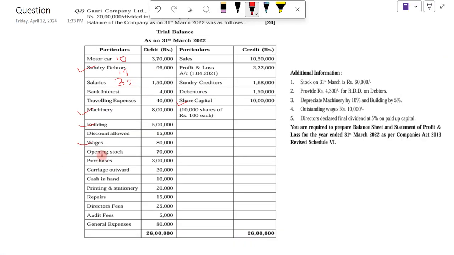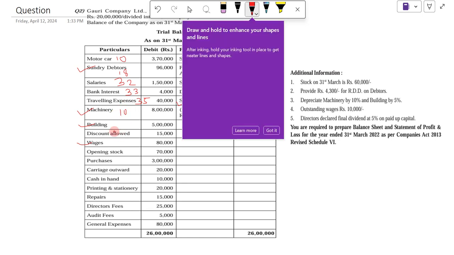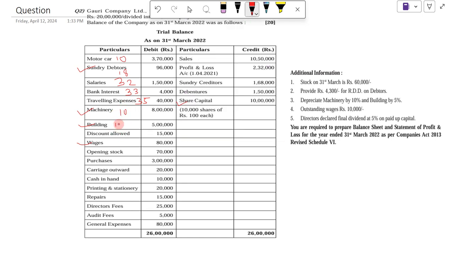Then opening stock, sorry, bank interest 33, it will go in fixed cost. Traveling expenses 35, it will go in other expenses. Machinery 10, buildings 10, discount allowed 35, it is other expenses.